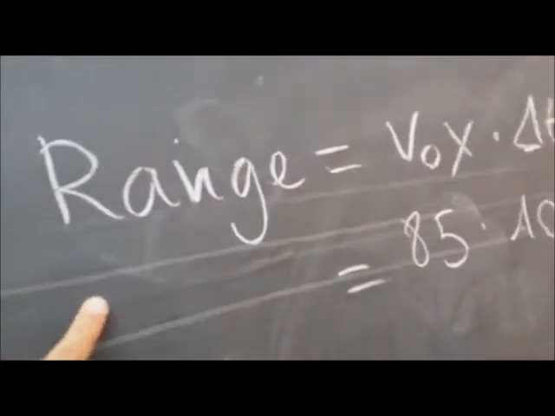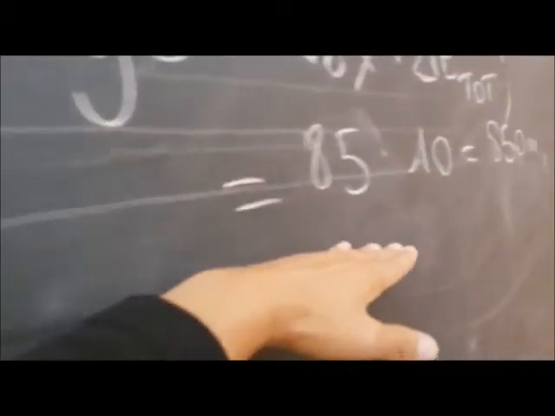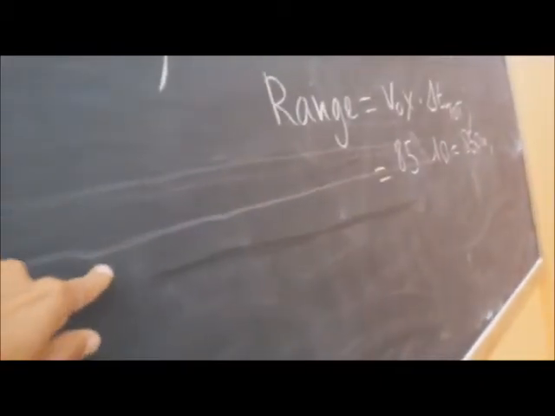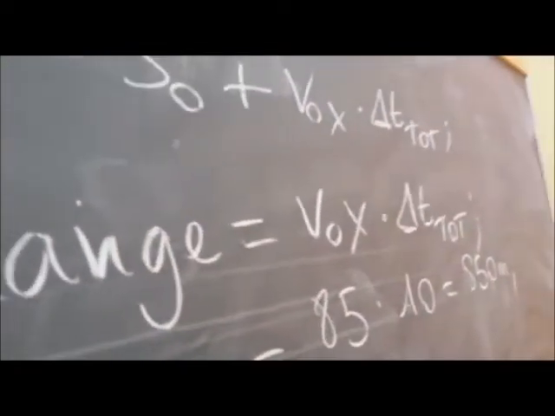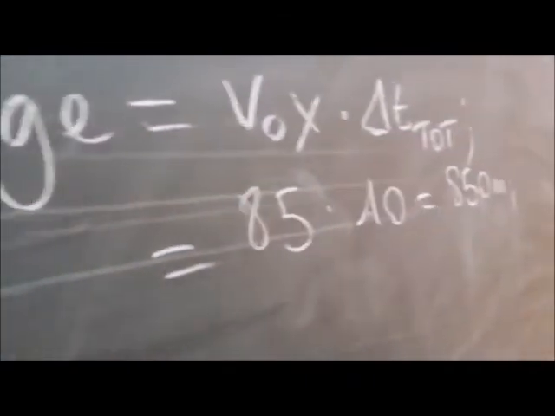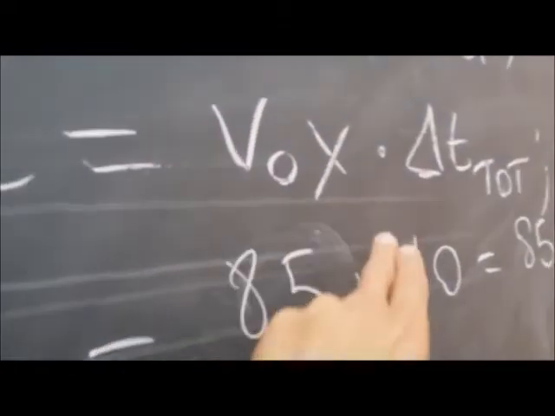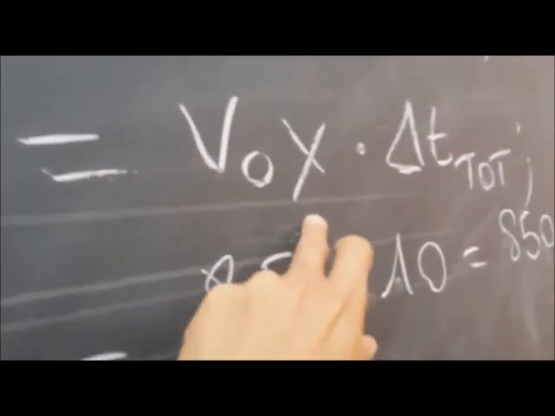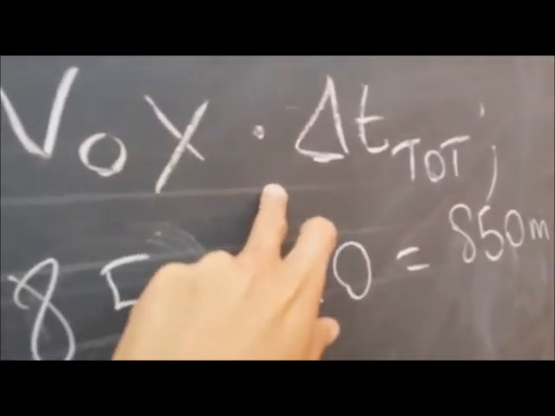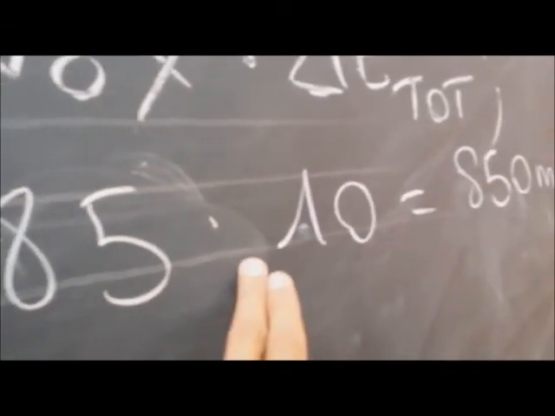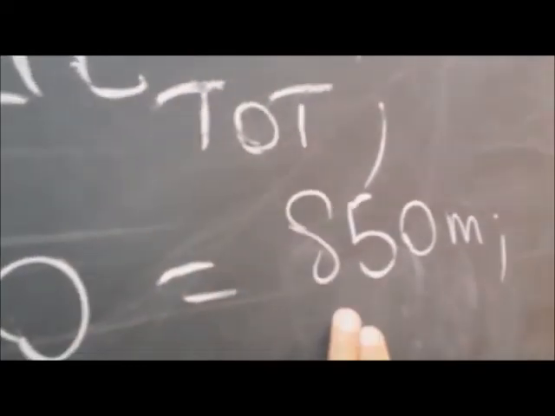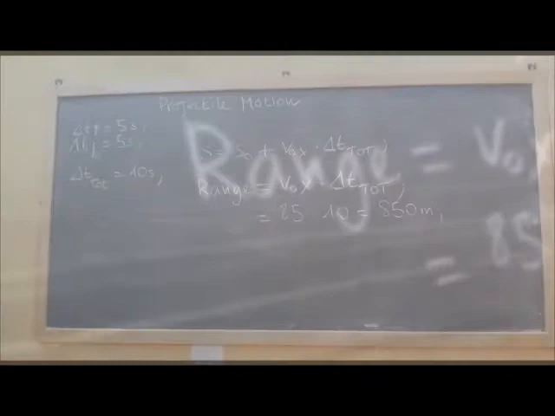Now we need to calculate the range. The range is something horizontal. There are no forces acting on the bullet horizontally, but only vertically. So there's no acceleration if we consider the horizontal movement. So what we need to do is multiply the horizontal component of the initial velocity times the total amount of time that the bullet is moving, which means 85 meters per second times 10 seconds is equal to 850 meters, which is the range of the bullet.